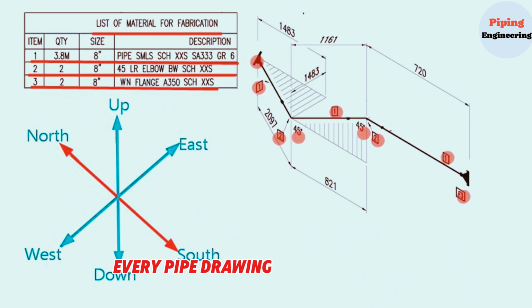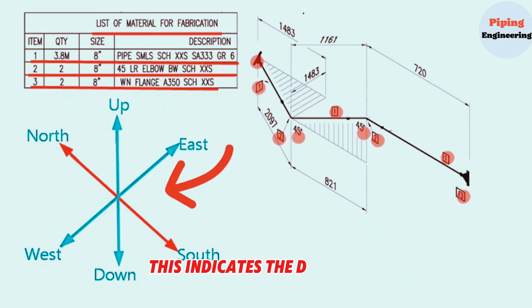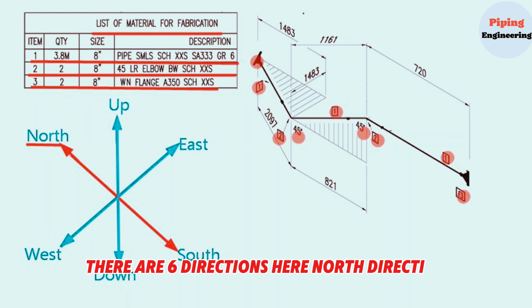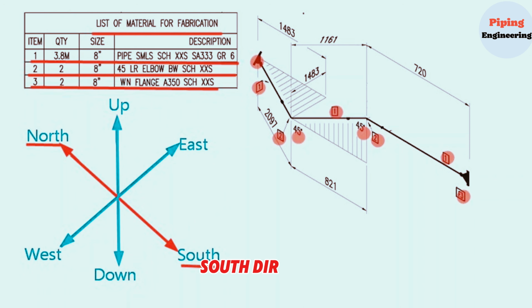Every pipe drawing has such a sketch, which indicates the directions. By studying these directions, we can easily read any pipe isometrics. There are 6 directions here: north direction, south direction, east direction, west direction, up direction, down direction.